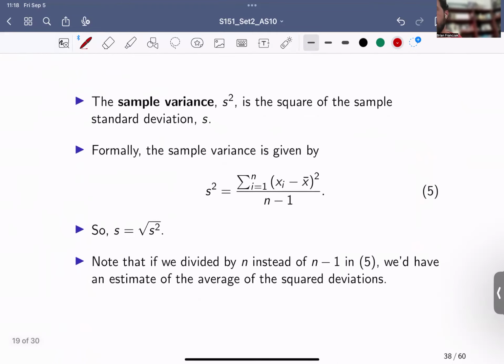I mentioned before that we also have what is called the sample variance, which is another measure of spread. The sample variance is simply the square of the sample standard deviation. So the computation of the variance is identical to the computation of the sample standard deviation. The only difference is that we don't square root. So if you have sample standard deviation, you just square it to get the variance. If you have sample variance, you just square root it to get the deviation.